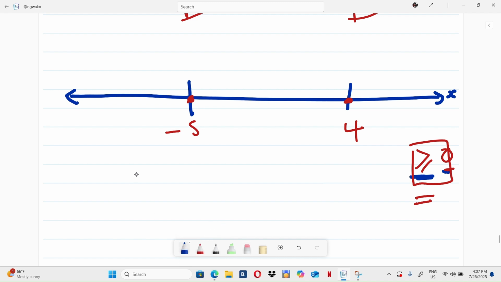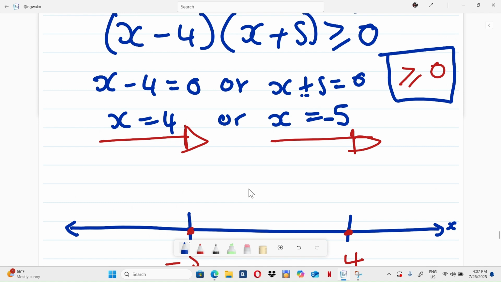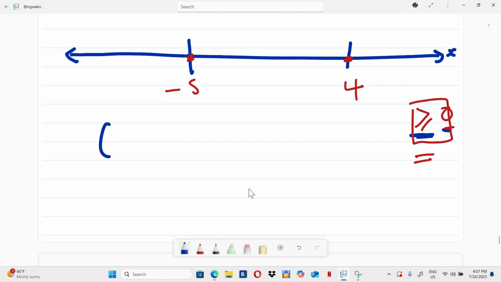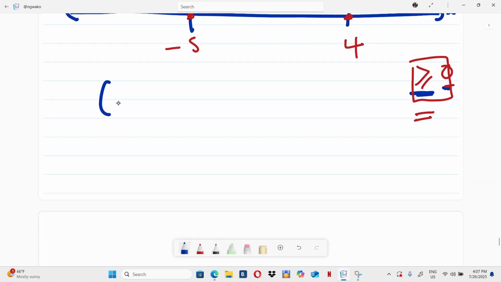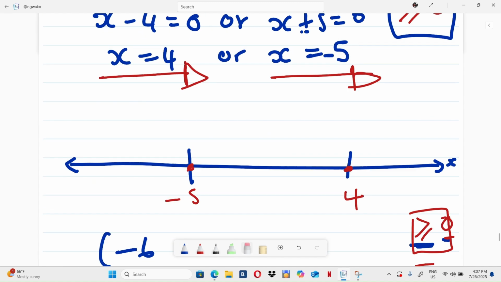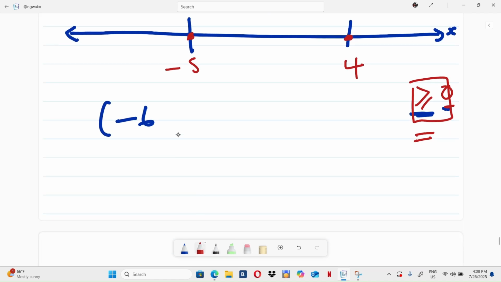Here's what we do. Remember we have that one at the top, x minus 4, x plus 5. So let's say maybe we say x is minus 6. Minus 6, minus 4, I think it was minus 4. And then we have minus 6 with plus 5.